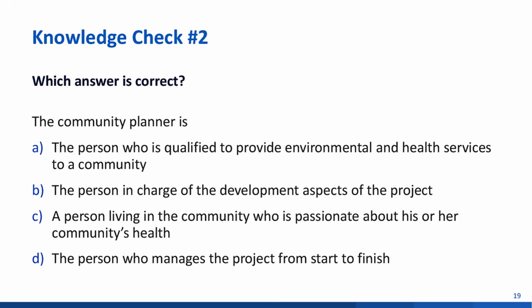D is correct. The community planner manages the redevelopment project from start to finish. They monitor milestones and conduct public meetings, among other activities. A, B, and C are incorrect. A refers to the environmental health professional. B refers to the developer. C refers to the community champion.